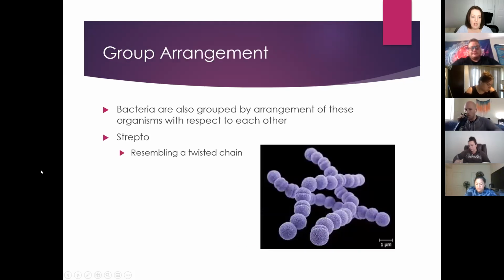And then we can group them by arrangement. So first we look at the shape, and then we look at how they are grouped together. So strepto, this would be an example of a streptococcus, because they're circles, in a chain, a twisted chain. So know what each shape is, the term, and how they're grouped. And I did post a Quizlet in today's content that has all those definitions as well.